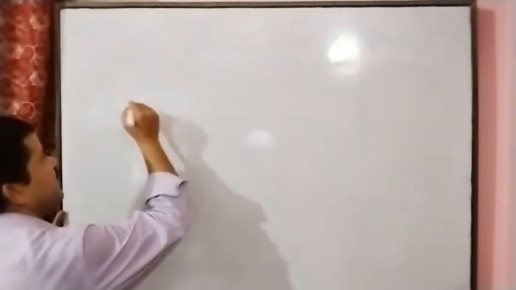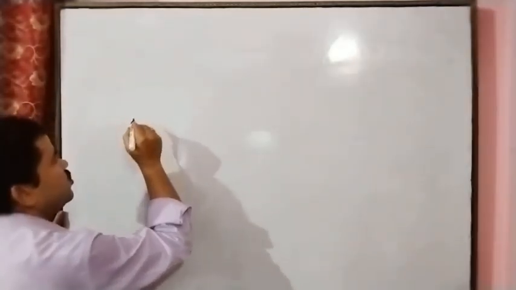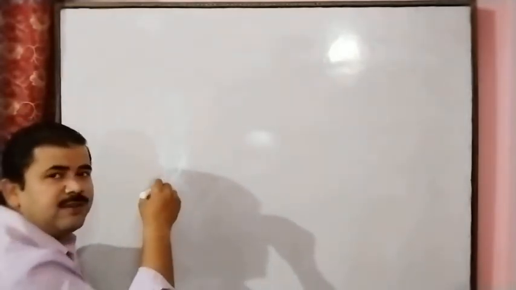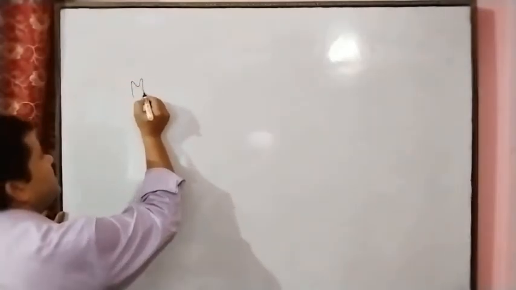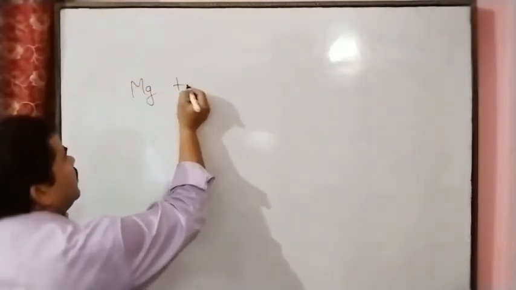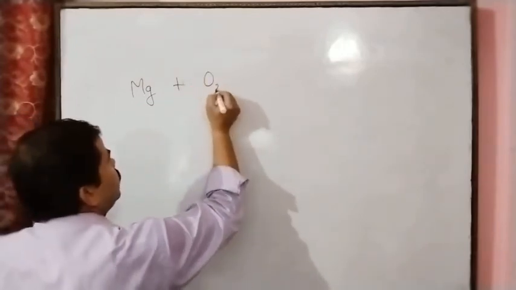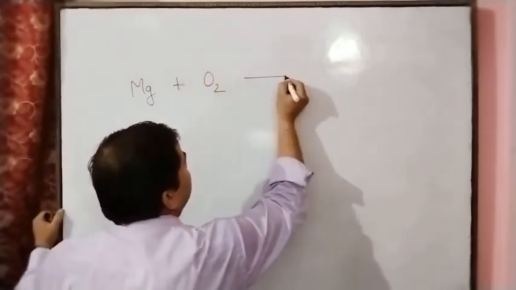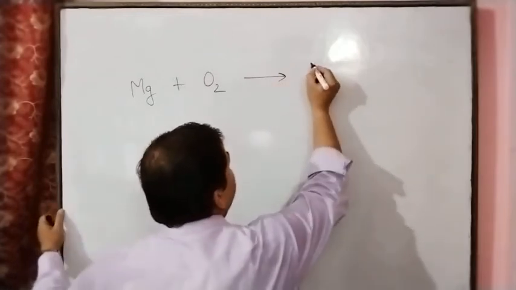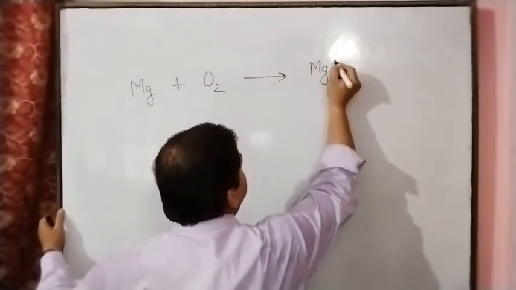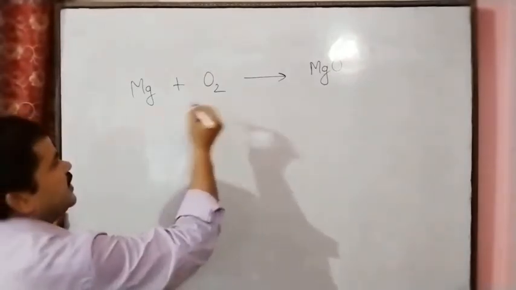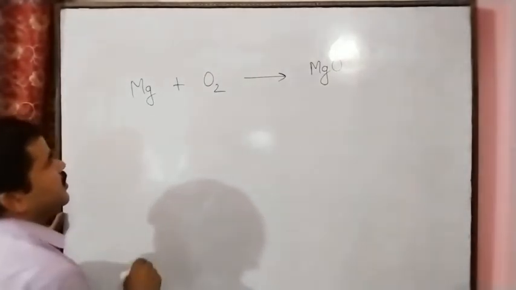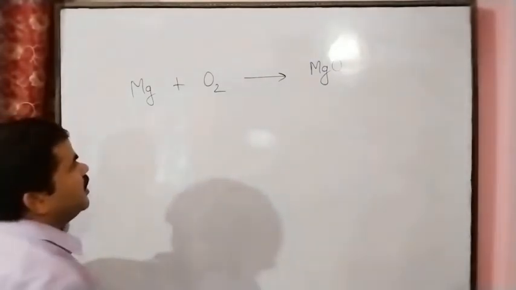So for magnesium reacting with oxygen, there is no need to write in words. We will only use the symbols and formulas. Magnesium symbol Mg, oxygen O2, and this gives magnesium oxide. So we can see this is the chemical equation using symbols and formulas.